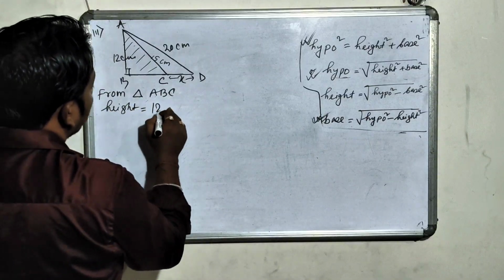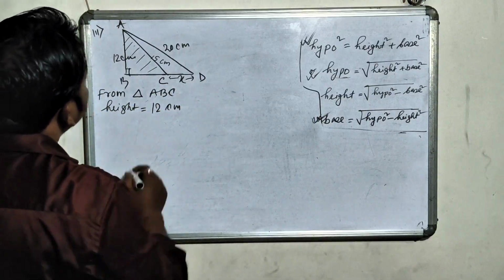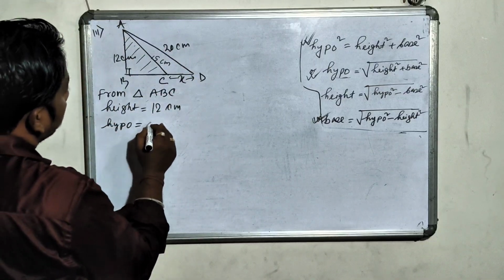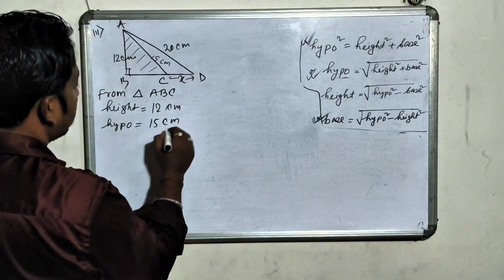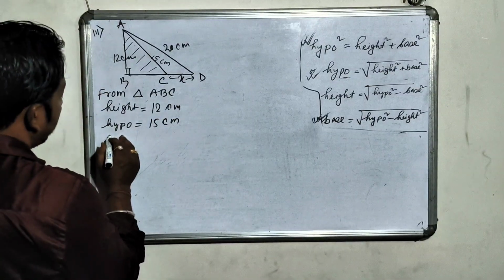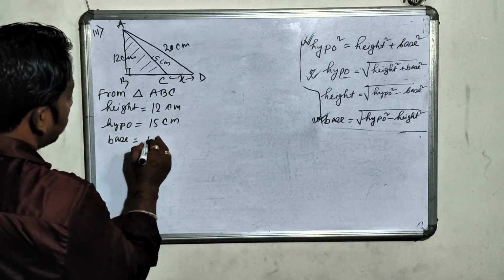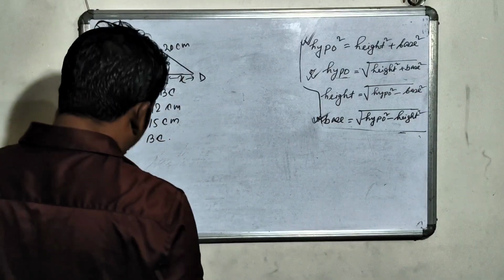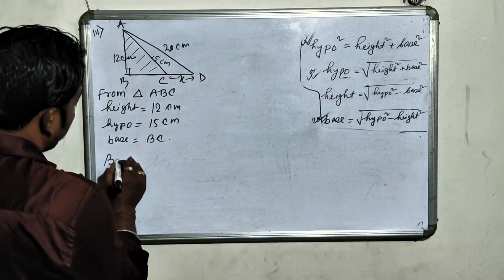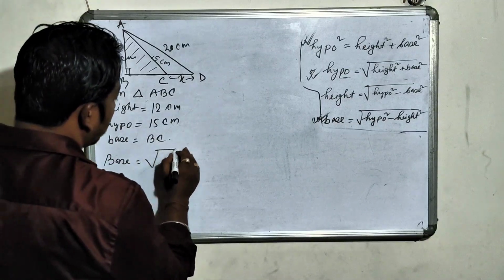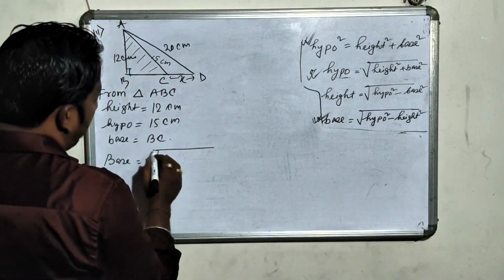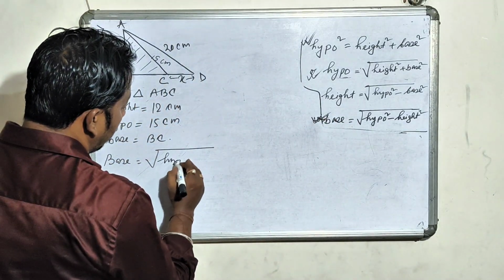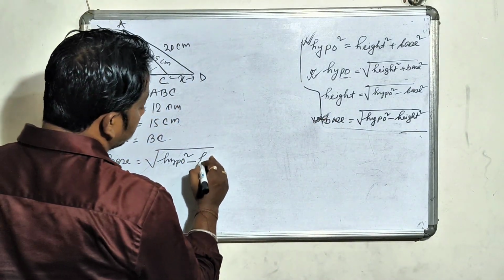height equals to 12 centimeter. Hypotenuse equals to 15 centimeter, and base equals to BC. Again write down the law of the Pythagoras theorem. Base equals to root over of hypo square minus height square, hypotenuse square minus height square.